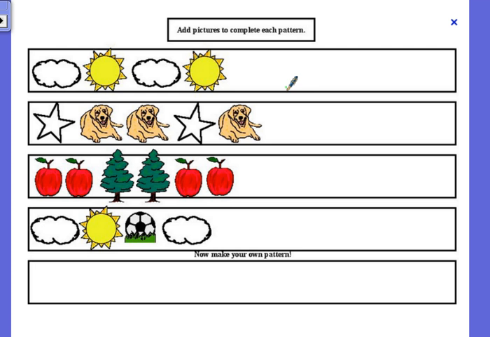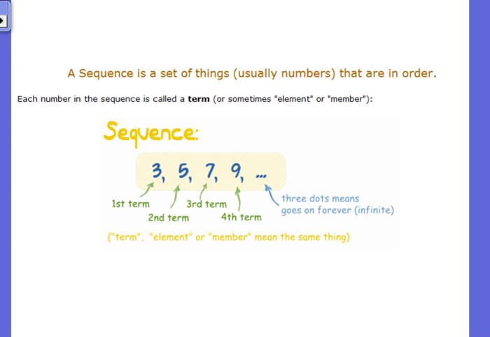Here are a few more to determine. Of course here we've got a cloud that would come next, a dog that would come next, a pine tree, and in this case a sun. But we're going to look at specifically sequences that are numerical, not pictorial. Alright, so we're going to look at numerical sequences.